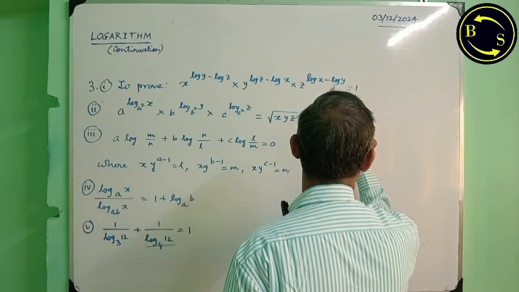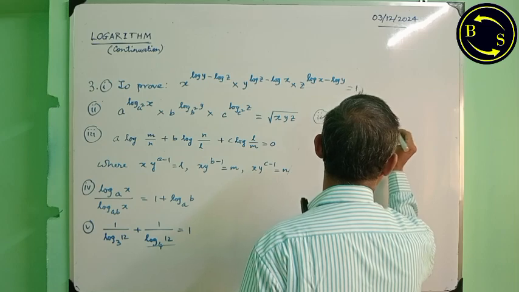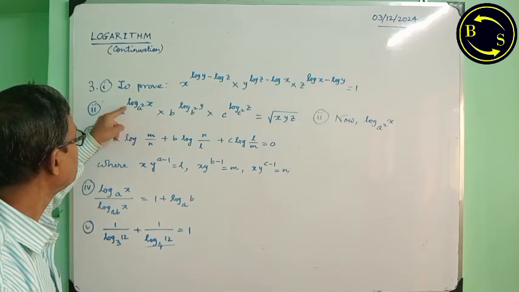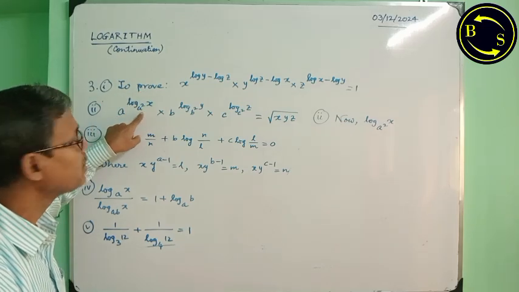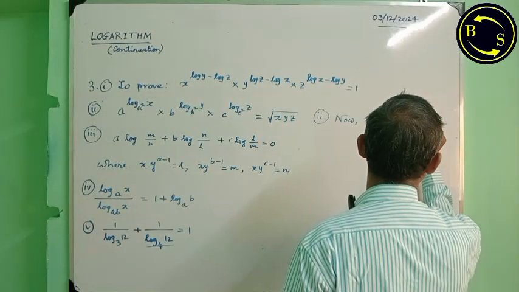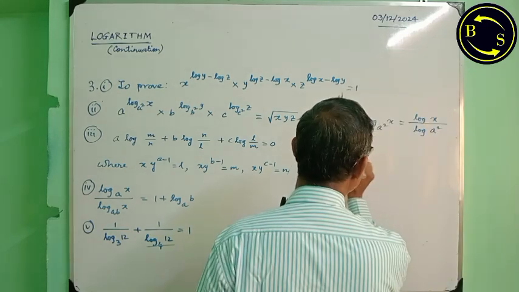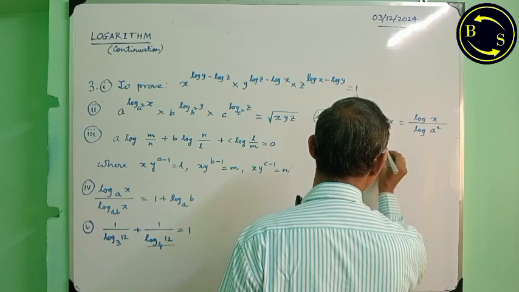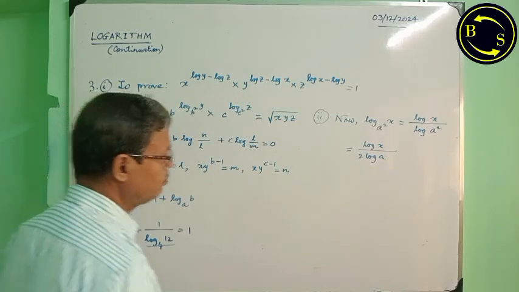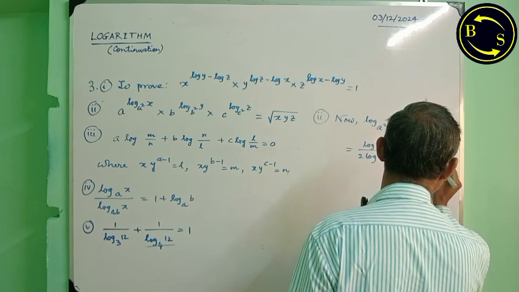Now, log x to the base a square. I simplify that first, is equal to, as per this changing formula, log x by log a square, that is equal to log x by 2 log a, which is half log of x to the base a.